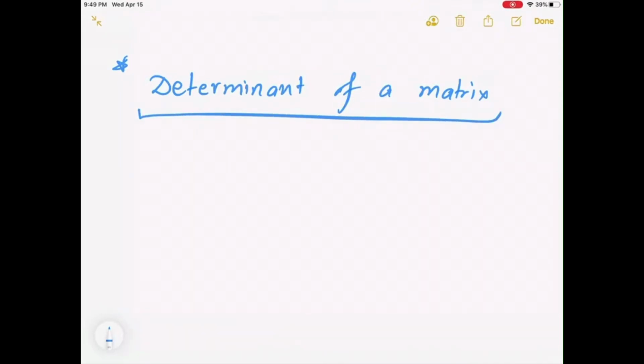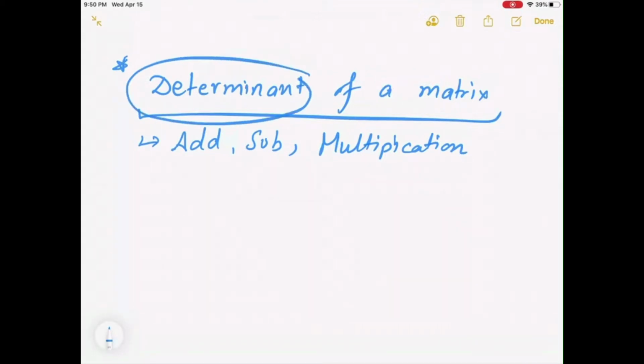Now if you remember, so far we have done addition, subtraction, and even multiplication. So pretty much we have done most of the operations with matrices except division. Division is the only concept where you have to find the determinant first. So this determinant concept would help you divide matrices. Basically, this is one step towards the division process.